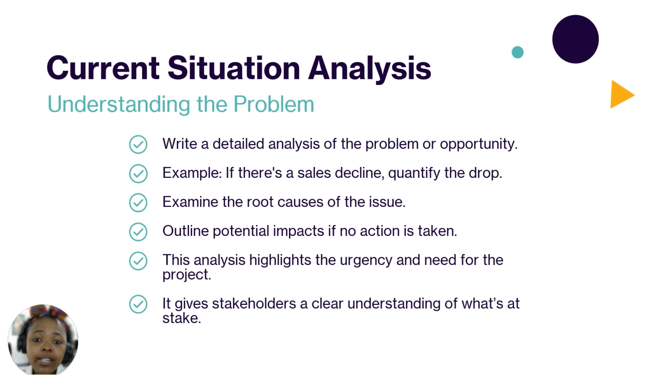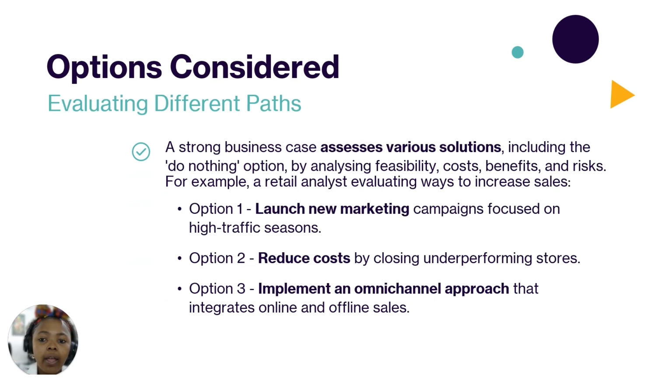Now let's look at the current situation analysis. In this section, you provide a detailed analysis of the problem or opportunity the project will address. Going back to our retail example, if the company is experiencing a sales decline, this section will quantify that drop, examine root causes, and outline potential impacts if no action is taken. This deep dive sets up the urgency and need for the project, giving stakeholders a clear picture of what's at stake.